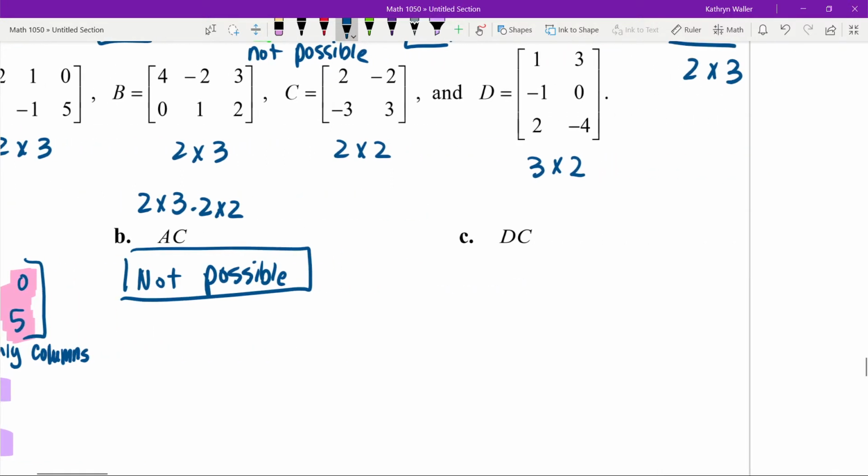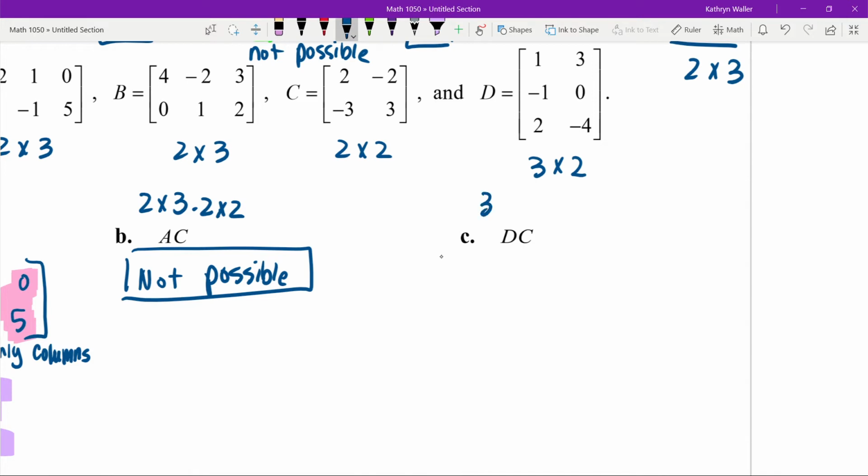Okay? Okay, question C. D is a 3 by 2, and C is a 2 by 2. Can I do it? Yes, I can. When I do it, the order of the solution is a 3 by 2. There used to be a question on the final that says, if you multiply a 3 by 2 by a 2 by 3, what's the order of the solution? 3 by 2. That's all you have to do. Okay? I would love it if we had that.